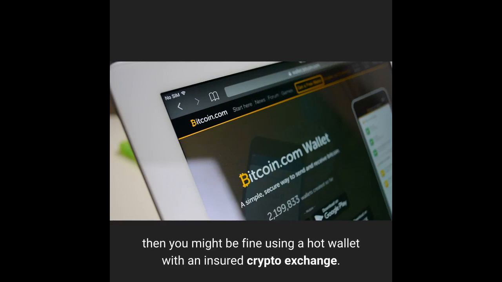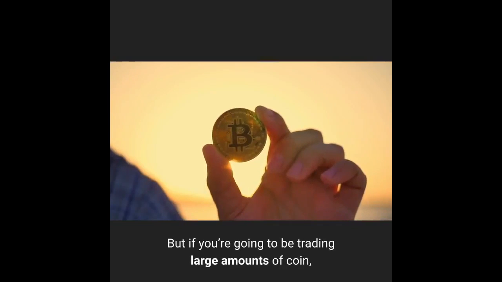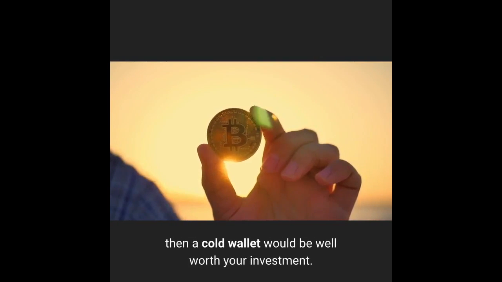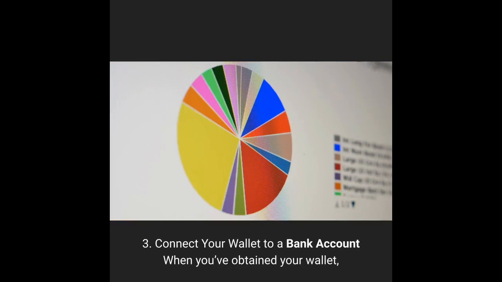If you're only going to purchase small amounts of coin, then you might be fine using a hot wallet with an insured crypto exchange. But if you're going to be trading large amounts of coin, then a cold wallet would be well worth your investment.